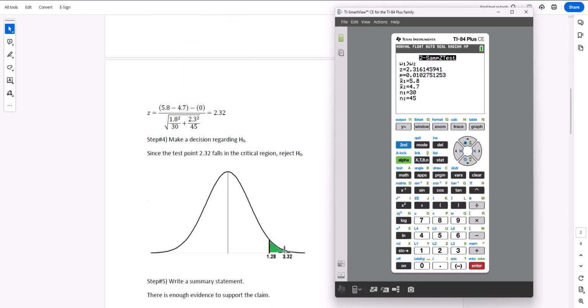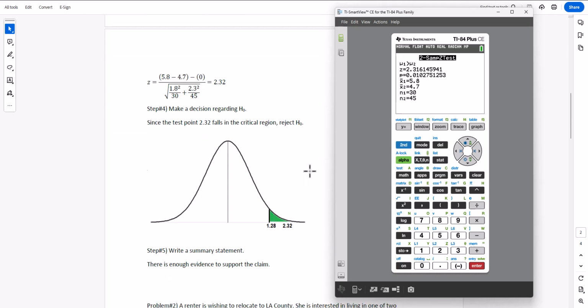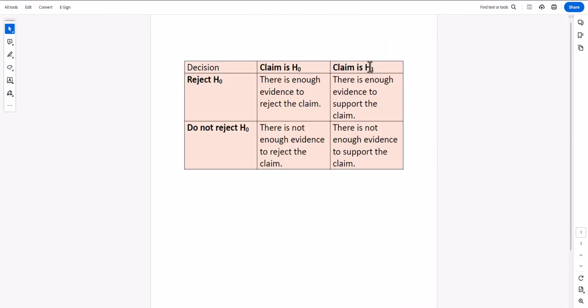2.32 does fall in the critical region, so we reject H naught. We can then summarize using our table. The claim is H sub 1. We rejected H naught. Therefore, there is enough evidence to support the claim.